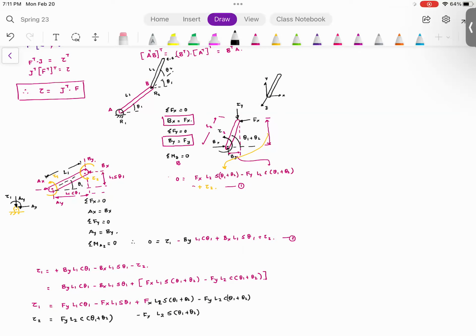So I want you to understand what is happening here. Tau 1 and tau 2 are the torques given by motor 1 and motor 2. Fx and Fy are nothing but the forces acting on the end effector. So what I want to do is find the values of tau 1 and tau 2 given Fx, Fy and theta 1, theta 2. Can I solve that expression? I can. If somebody gives me the values of Fx, Fy, theta 1 and theta 2, I can provide the values of tau 1 and tau 2.